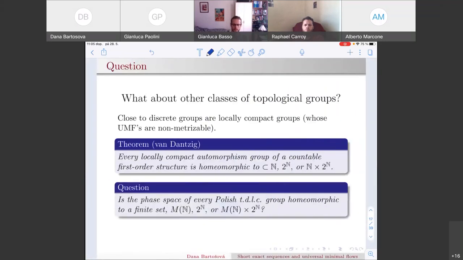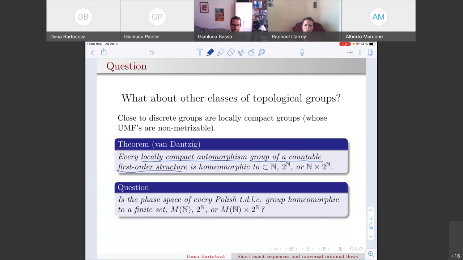do we get a translation here? Does it mean that every such group has a corresponding universal minimal flow that is a finite set, because that's compact, the universal minimal flow of a discrete group or semigroup does the same, or the Cantor space, again compact, or a product of these two things? So I described the same class of groups in two different ways. I thought the locally compact groups of automorphisms would be immediately understood.